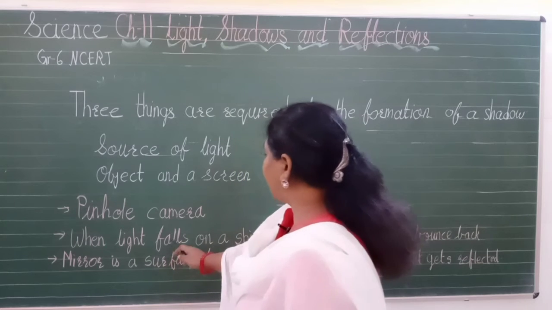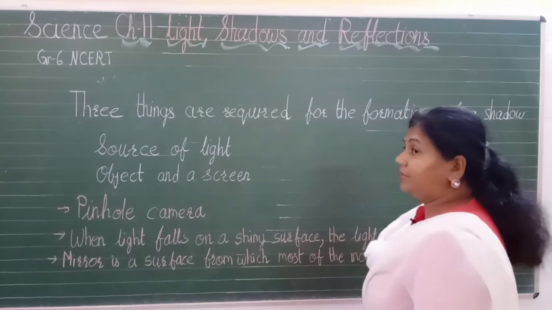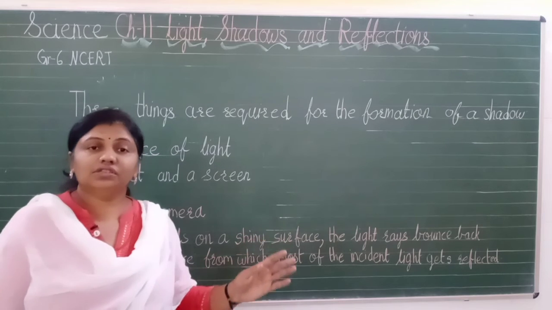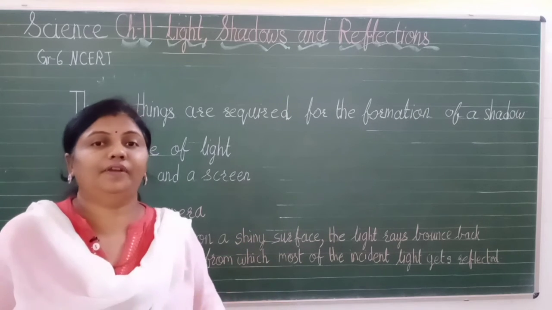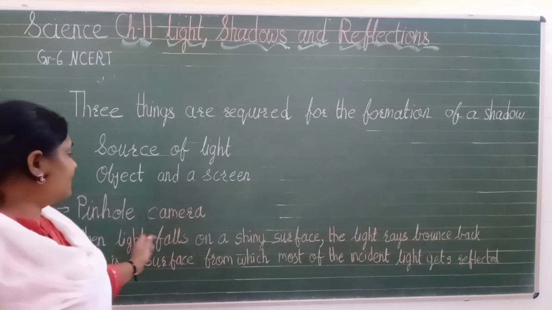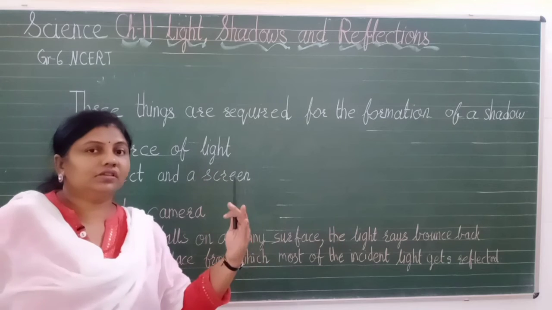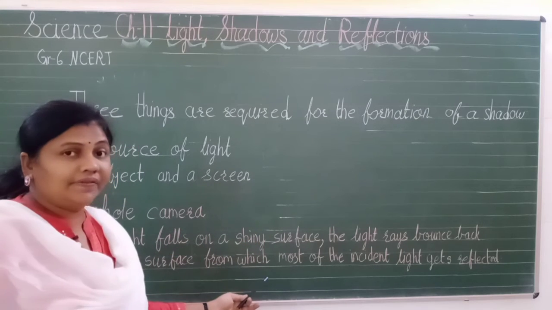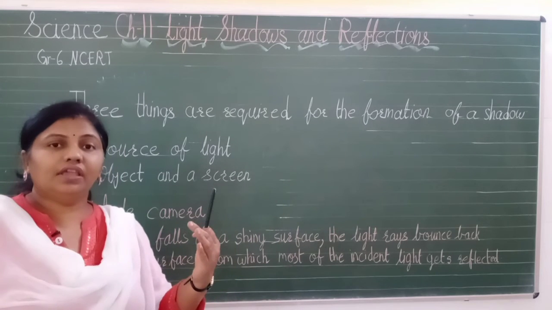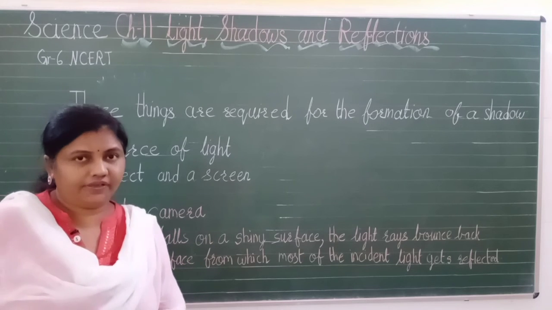Now, when light falls on a shiny surface, the light rays bounce back. Such kind of phenomenon is called reflection. What is reflection? Let us see once again. When light is falling on a shiny surface, the light rays bounce back, and such kind of phenomenon is known as reflection.